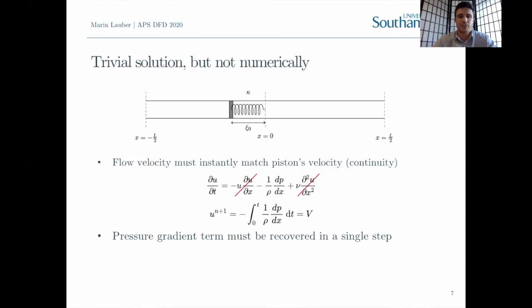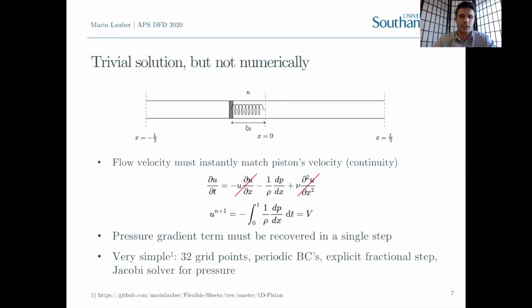And this is very interesting because we now have a very, very simple problem that we can solve in 1D. It's very simple. You can use very few grid points, periodic BC, so very simple to implement, a fractional step method to solve the coupled system, and a very basic Jacobi solver for the pressure. So if you're interested to see the numerical implementation and more details about the numerical method, I invite you to go on my GitHub and check the Jupyter notebook that I put on there for this problem.